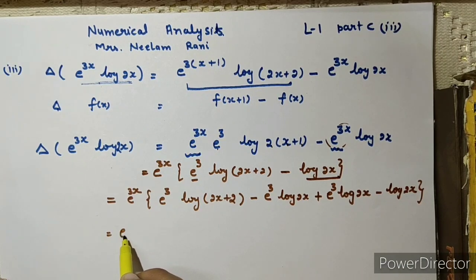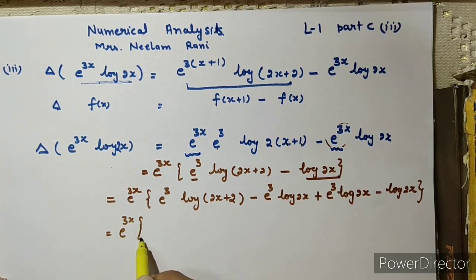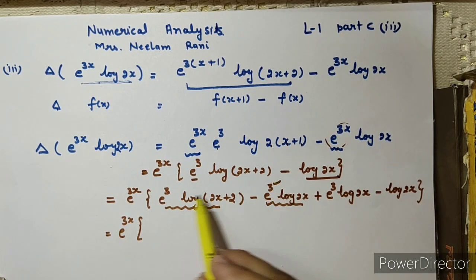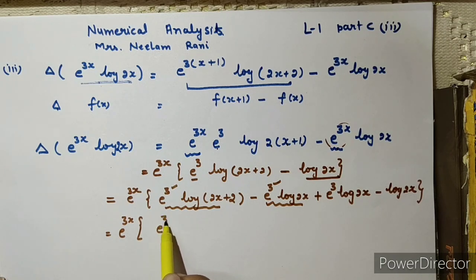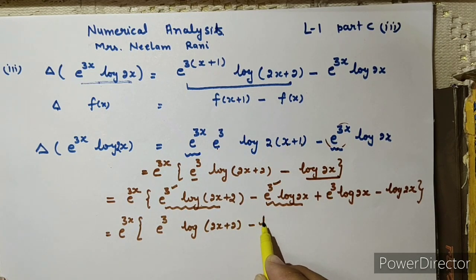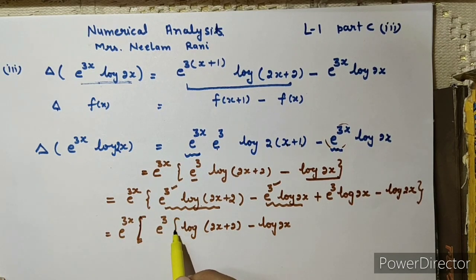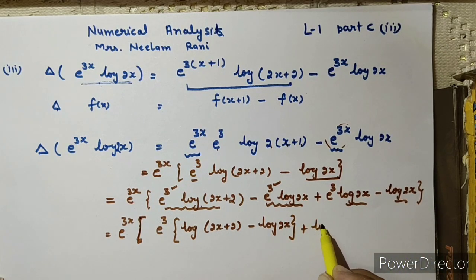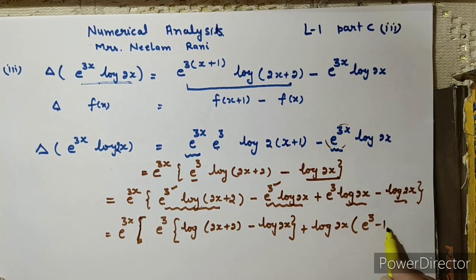So you can write this is e^3 is outside. From this function and from this function you can take this and this outside. So e^3 outside. So this is log of 2x plus 2 minus log of 2x. And from this term and this term, I can take log of 2x outside. So this is e^3 minus of one term, this one.